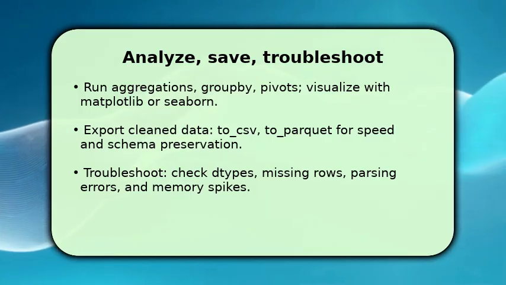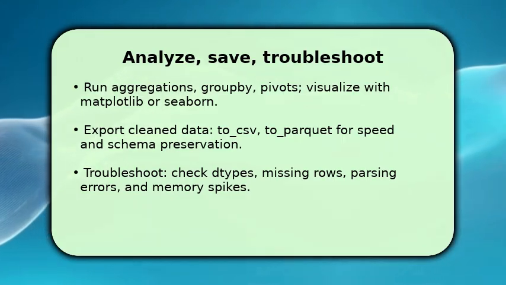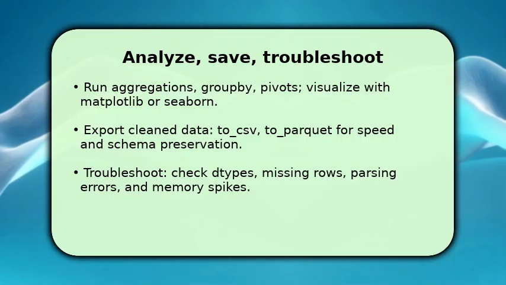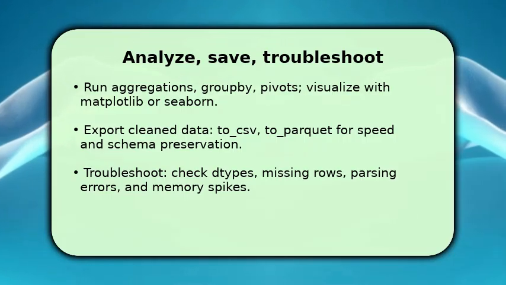If something goes wrong, first check dtypes, missing rows, and parsing errors. Memory spikes often mean an unintended object dtype. If that happens, downcast numeric columns, reparse problematic fields, and rerun the export to confirm resolution.